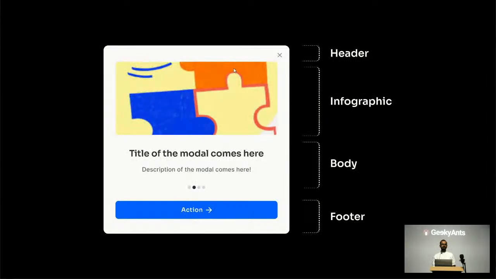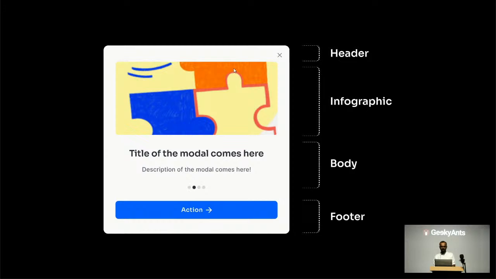For the same example, this is a very popular example of modals. We created a modal and divided it into several blocks. One is header, infographic, body, and footer. So header will consist of a title or an action, close action, or it can be anything else. Infographic will consist of an illustration or infographic or a video. It can be there, it cannot be there. Completely dependent on the use case.